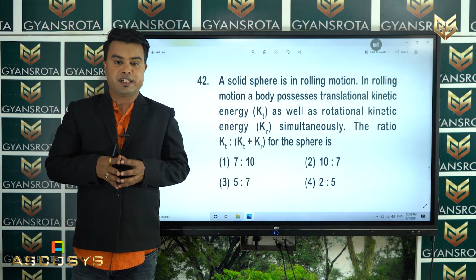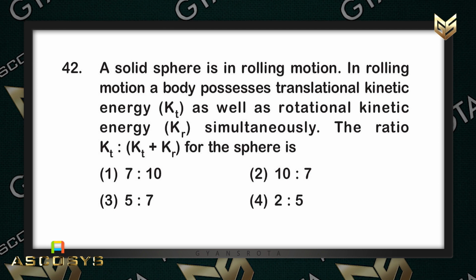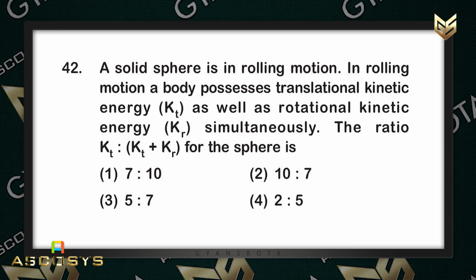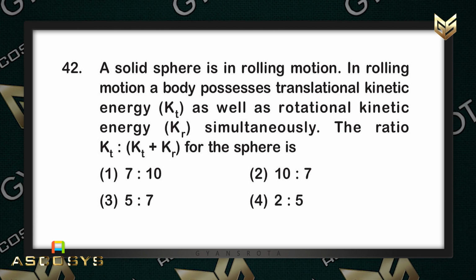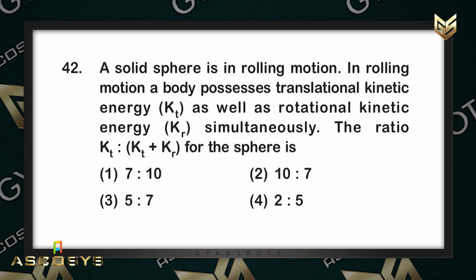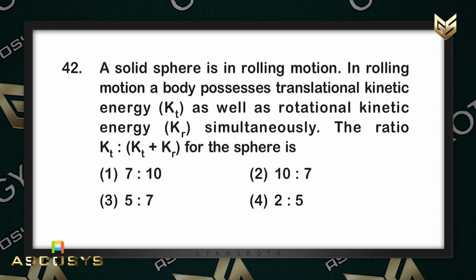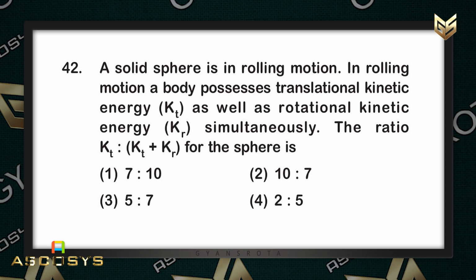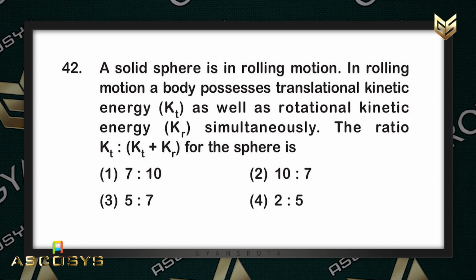Question number 42 says a solid sphere is in rolling motion. In rolling motion, a body possesses translational kinetic energy, KT, which is equal to half mv square, as well as rotational kinetic energy, KR, which is half I omega square, simultaneously. The ratio of KT by KT plus KR of the sphere is?